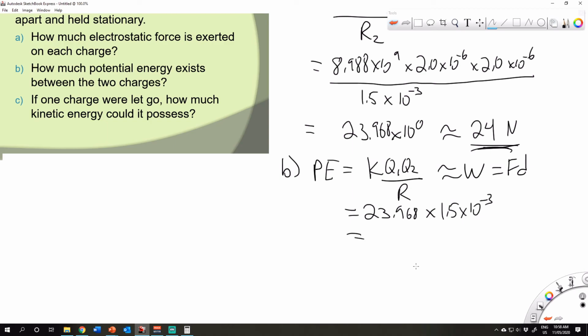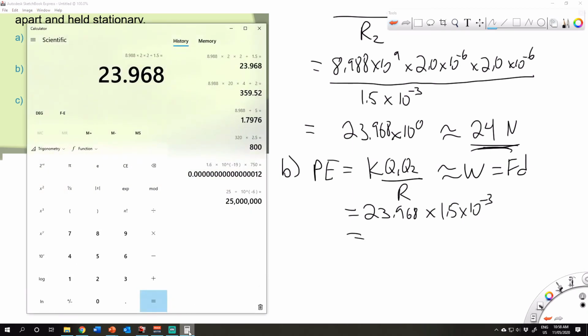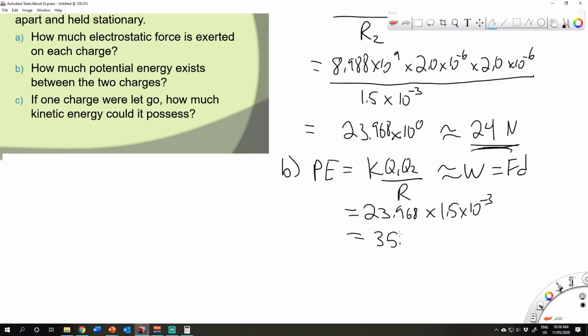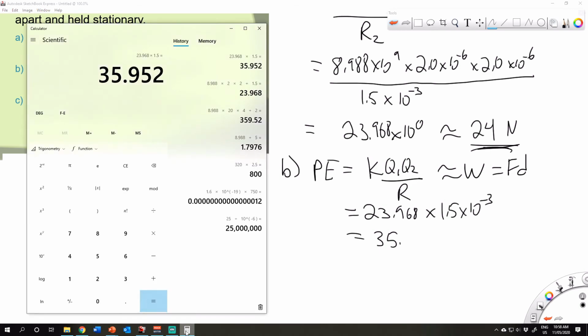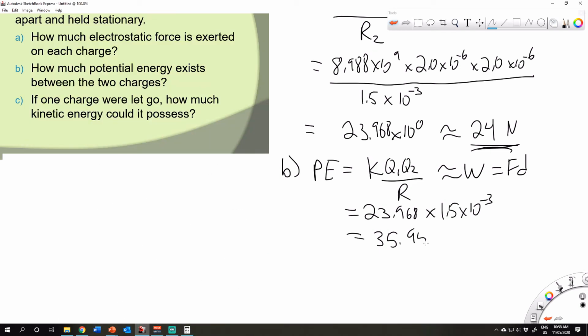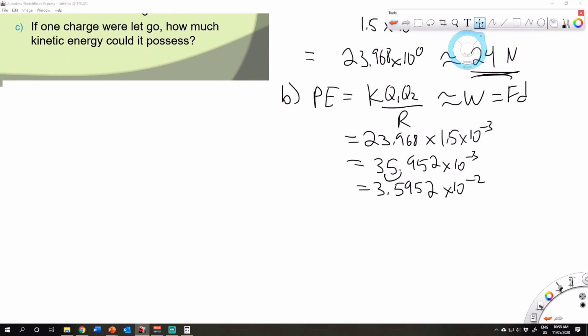So this will be times 1.5, 35.952 times 10 to the negative 3. With proper significant figures, this will be 3.5952 times 10 to the negative 2. And if I go to 2 significant figures, this would be about 3.6 times 10 to the negative 2 joules.